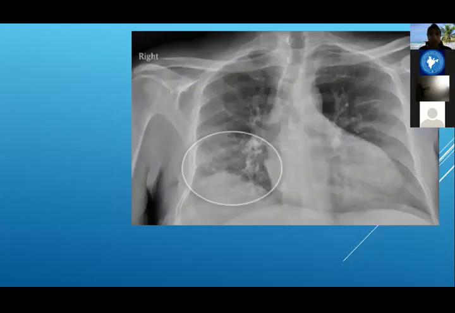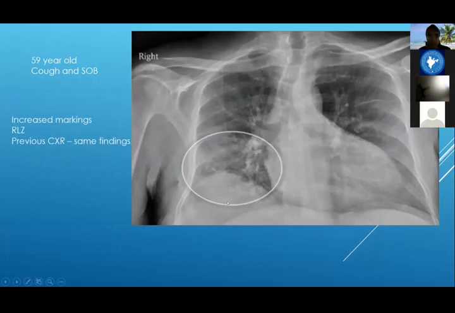Another case, it's a 59-year-old coming with cough and shortness of breath. There are some increased markings in the right lower zone, but luckily this patient had a previous X-ray which showed the same findings. So the teaching point is that if the patient has a previous X-ray, we should always compare with the previous X-ray. And if the findings are the same, then also we should give it as chest X-ray, no pneumonia.